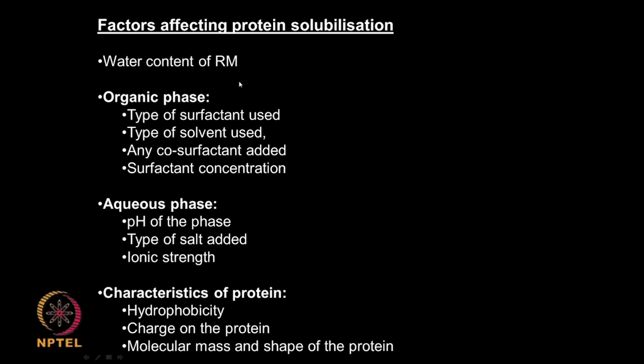So what are the factors that affect the protein solubility? The water content in the reverse micelle, the type of organic phase, the type of aqueous phase, and the characteristics of the protein also come into the picture. For the organic phase, we consider the type of surfactant used, type of solvent used, any co-solvent used, and surfactant concentration. For the aqueous phase, what is the pH, the type of salt used, and the ionic strength. For the characteristics of the protein, whether the protein is hydrophobic or hydrophilic, the charge on the protein, molecular mass, that means how bulky it is, and the shape of the protein.